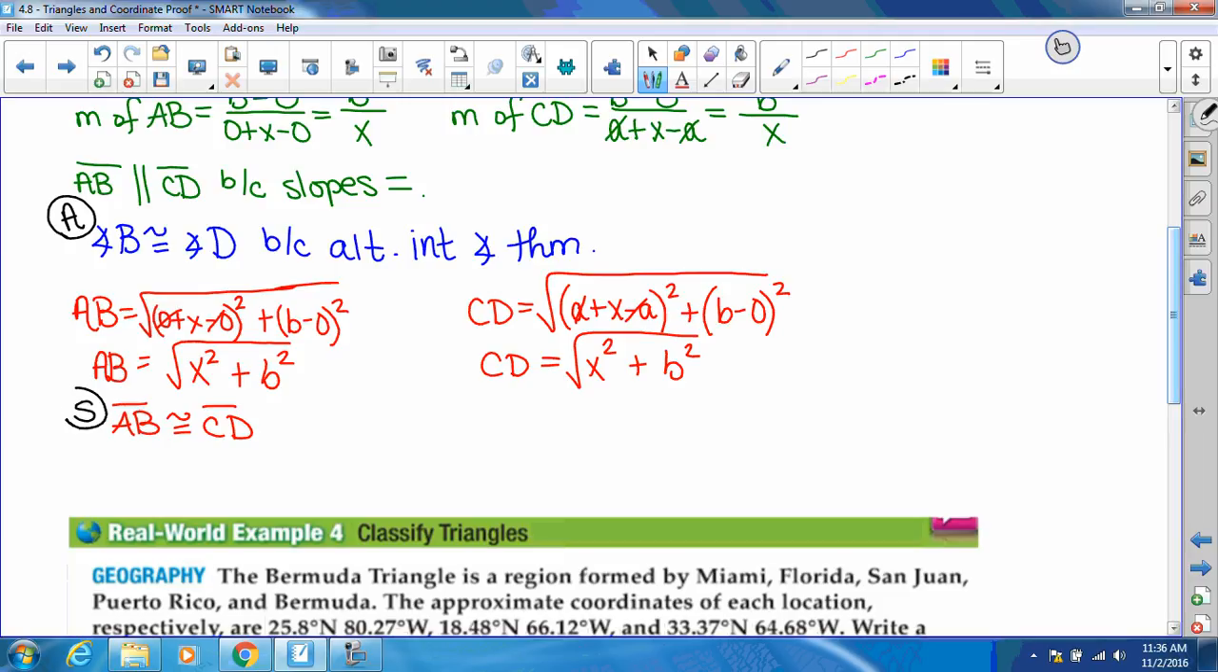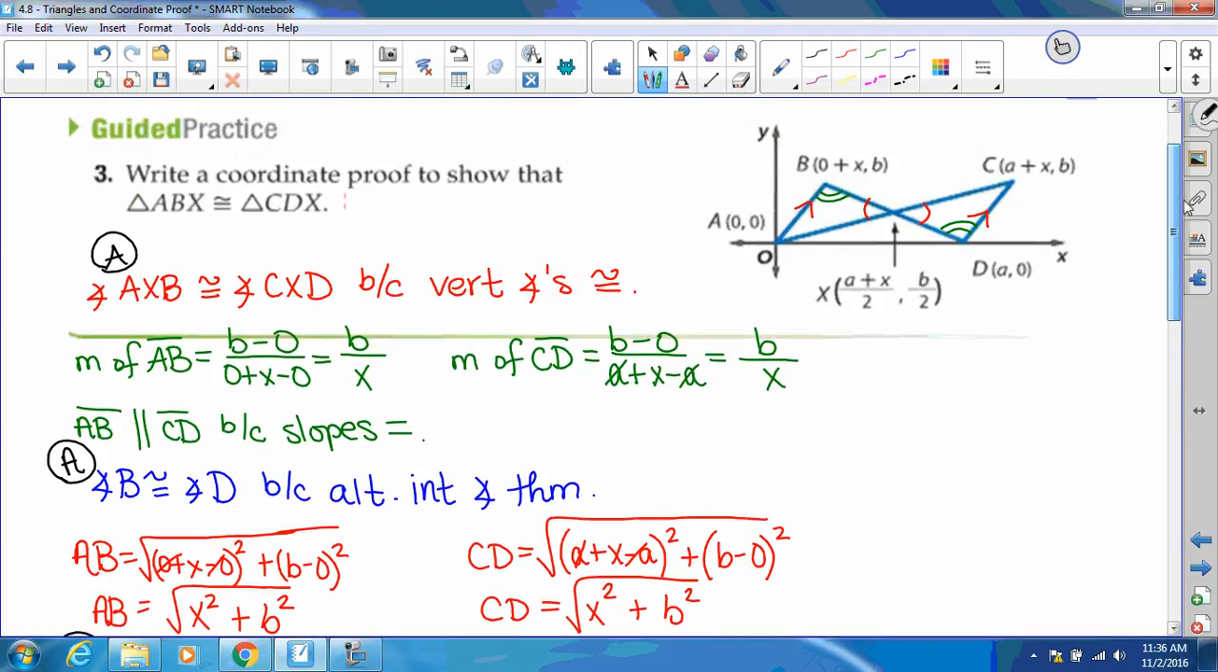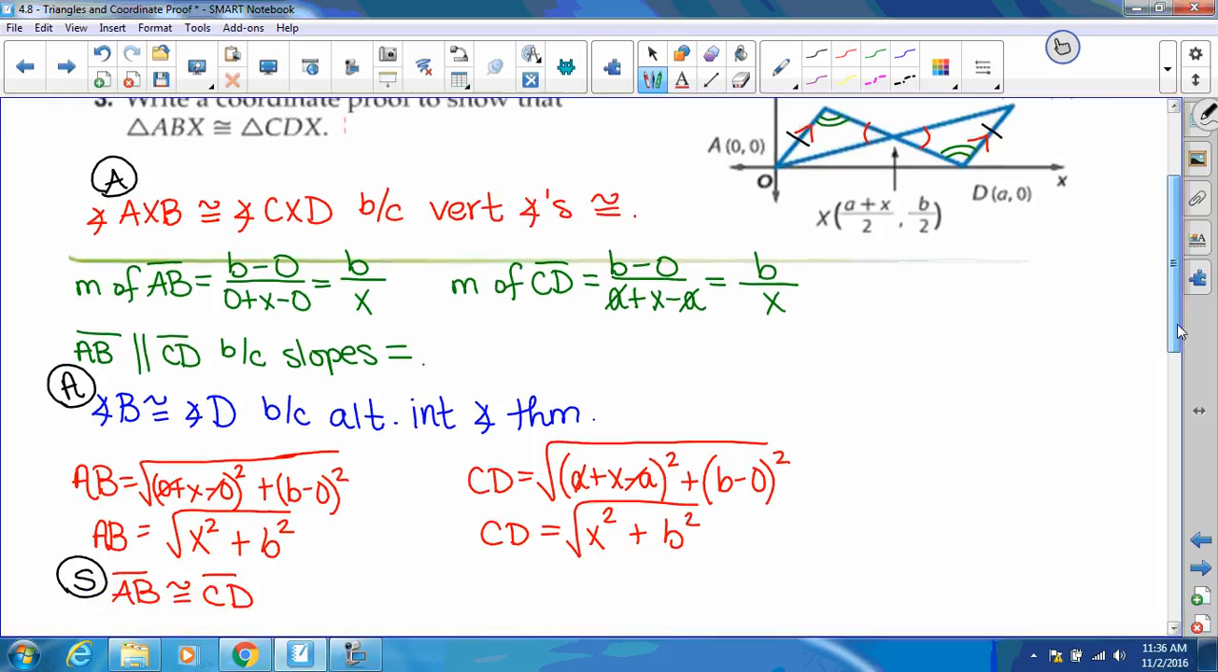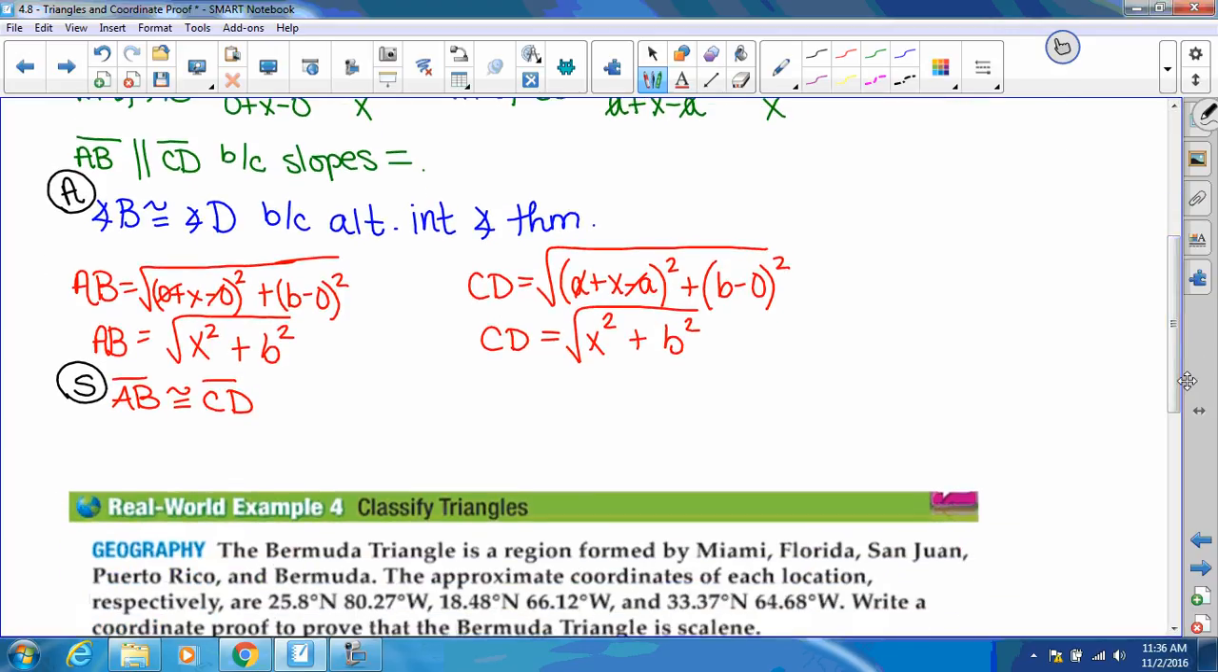So there's our side. Let's go back up to our picture so we can look at this. So that means we just showed those sides are congruent. So now we can say that the triangles are congruent. So triangle ABX is congruent to triangle CDX by angle, angle, side. And there's your coordinate proof.